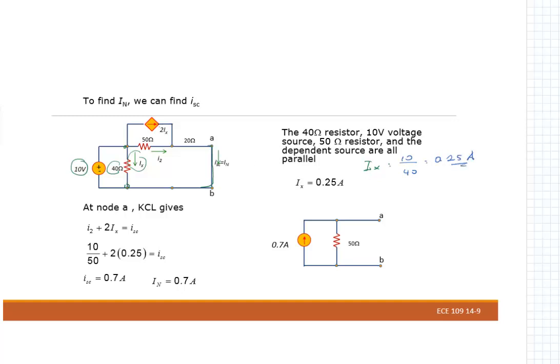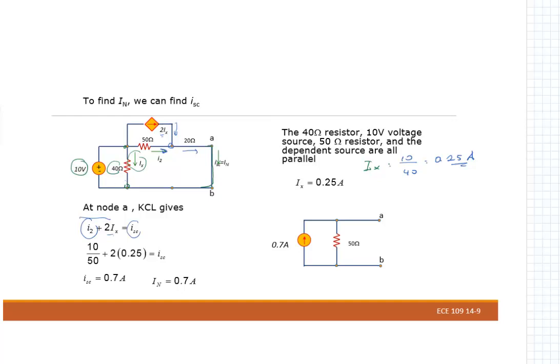If we know that one, that means we know this one is equal to 2 times 0.25. So we're going to write a note there. I2 coming here, plus 2Ix coming here, will be equal to the short circuit value, which we call ISC, or you can call it IN. So I2 is this one here.